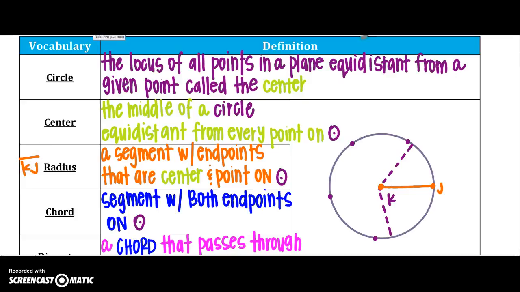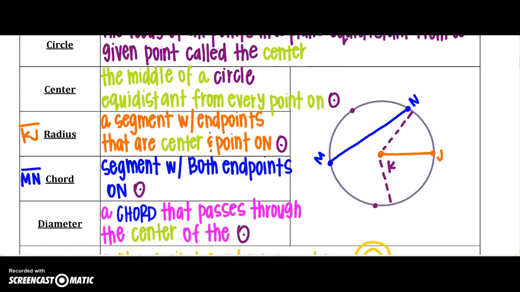A chord is a segment with both endpoints on the circle. So I might call this point M and point N. So MN may be a chord, and there may be multiple chords that you see, but remember the endpoints must be on the circle.